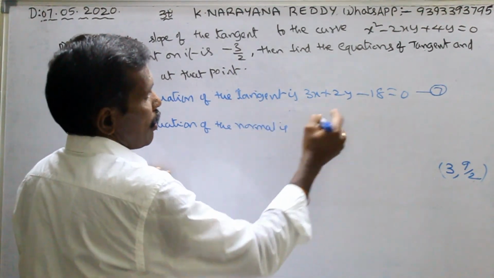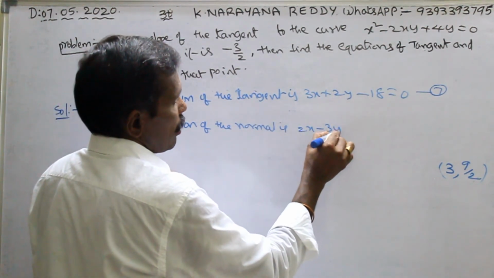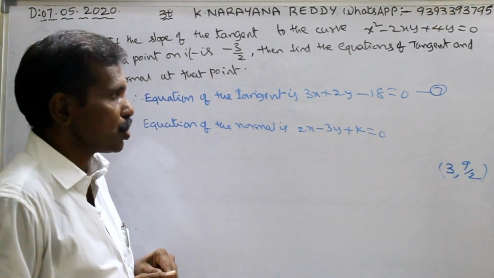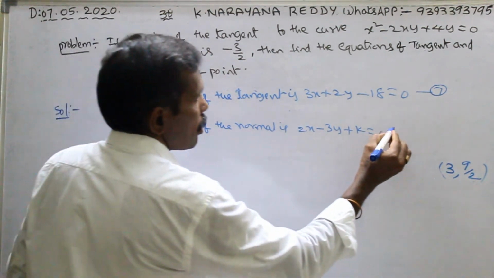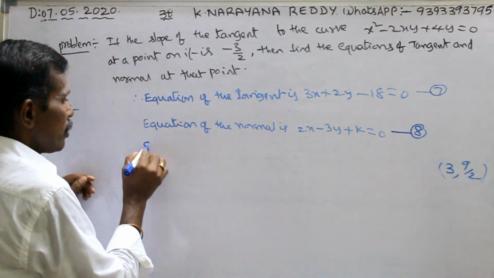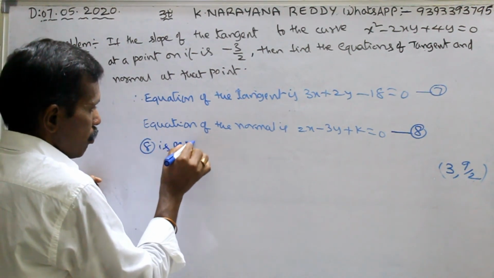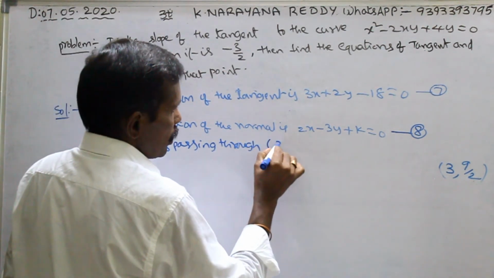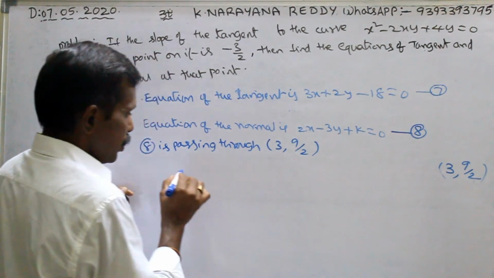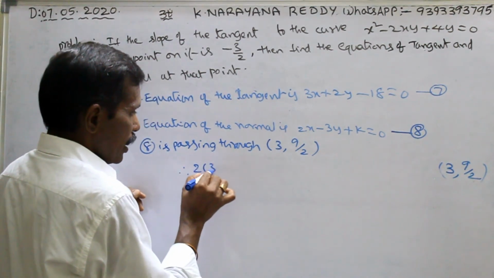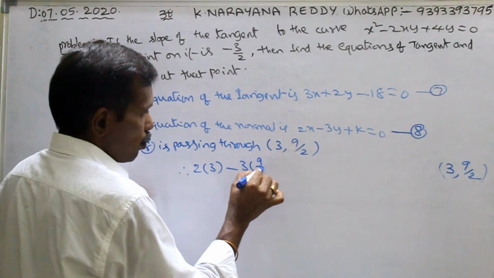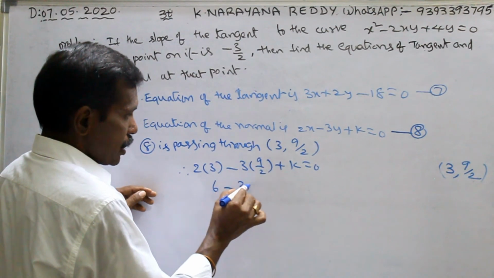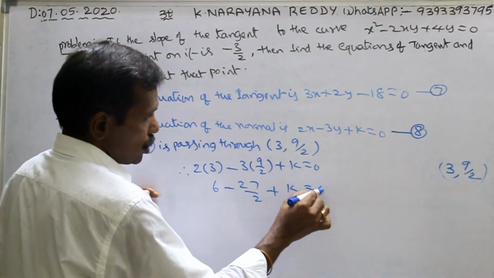is, see there, 2x minus 3y plus k equals to 0. You know that perpendicular equation. Already I told in last videos. So, this is number 8. 8 is passing through which point? 3, 9 by 2. Therefore, 2 into 3 minus 3 into 9 by 2 plus k equals to 0. 6 minus 27 by 2 plus k equals to 0.